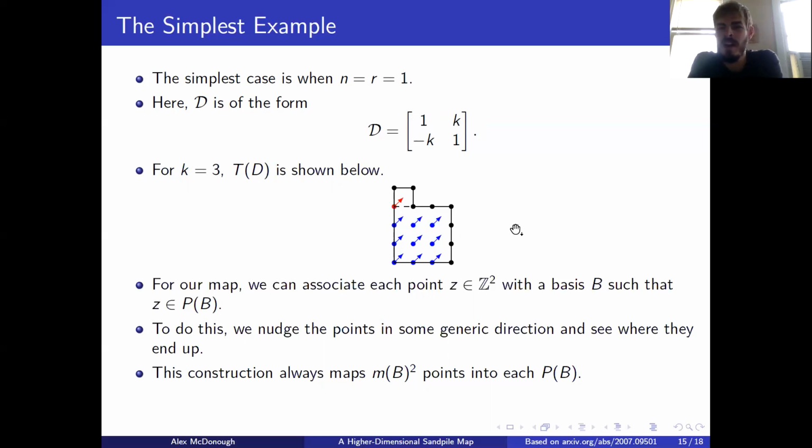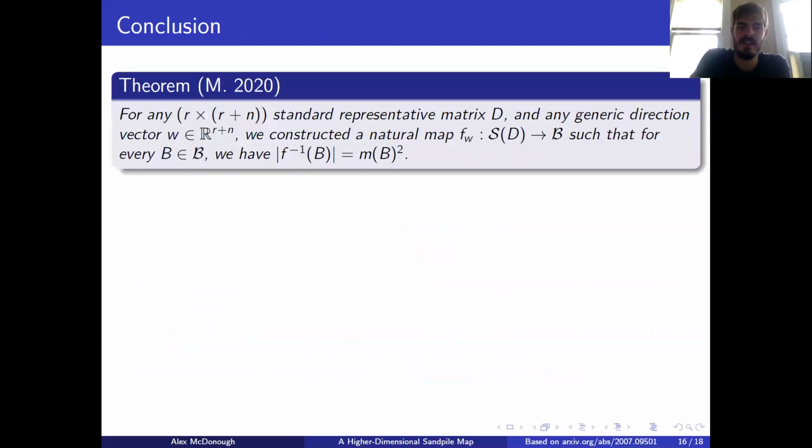And you can show that these are actually all different elements of the Sandpile group. The Sandpile group is size 10 in this case, and this is 1 representative from each equivalence class. So pretty cool stuff. And this works in general also. So that's what I'm going to be talking about here. We get to the conclusion already. For any standard representative matrix and a choice of generic direction, we can construct a natural map such that the preimage is exactly what we want.